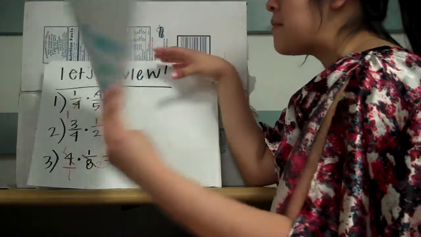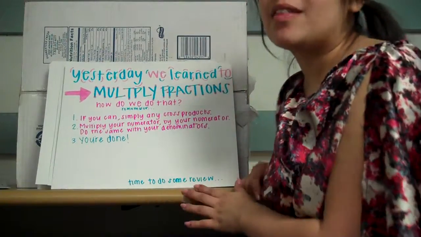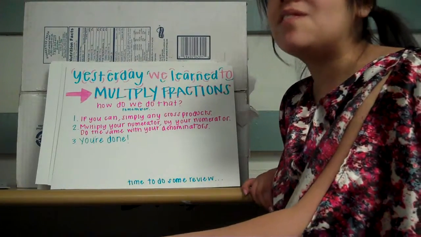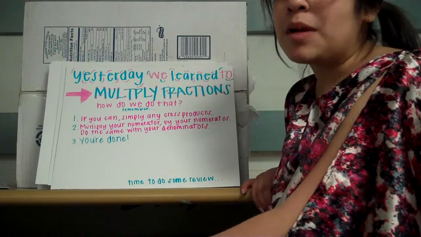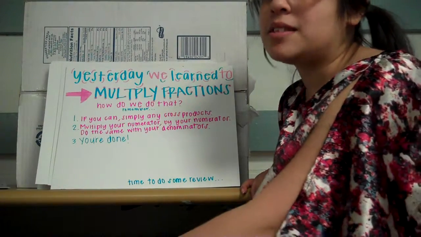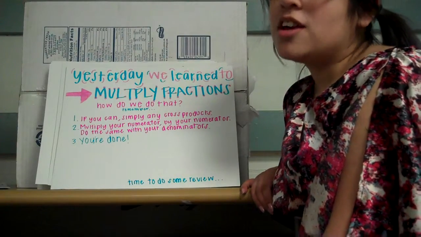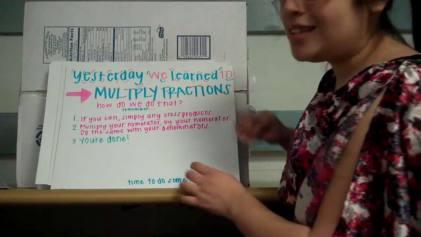But remember that yesterday we learned how to multiply fractions, and remember that the way we do that is first we simplify any cross products that we find. Second, we multiply our numerator by our numerator and our denominator by our denominator, which then gives us our answer. So let's look at a couple practice problems, and then we're going to go straight ahead to dividing.